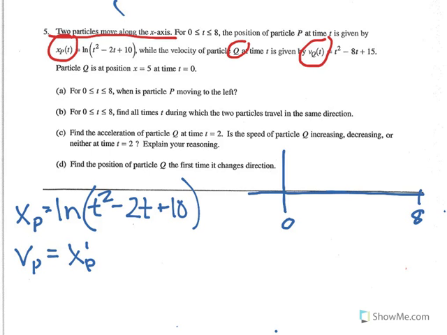They've also given me the information that particle q is at position 5 at time equals 0.